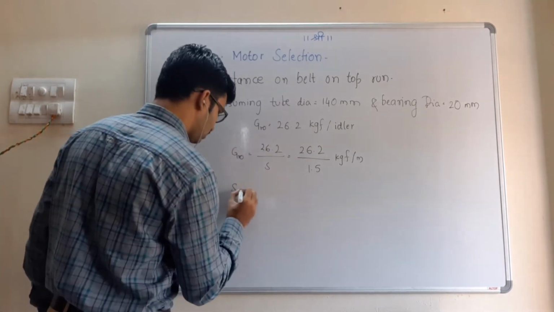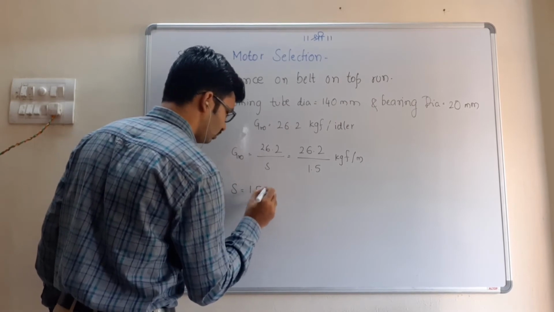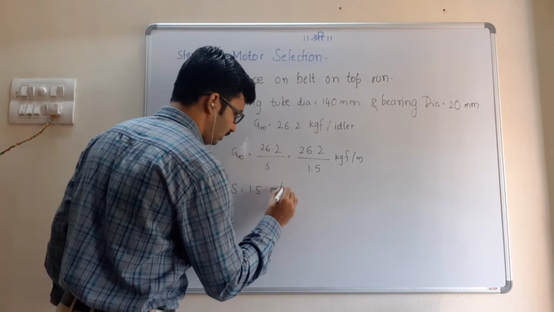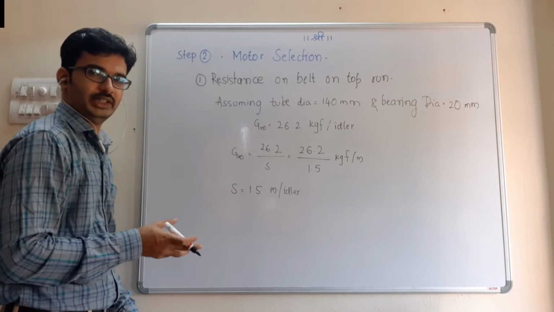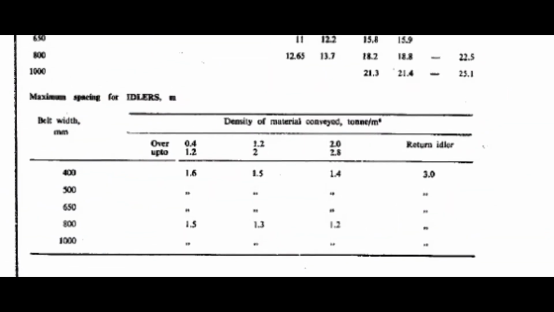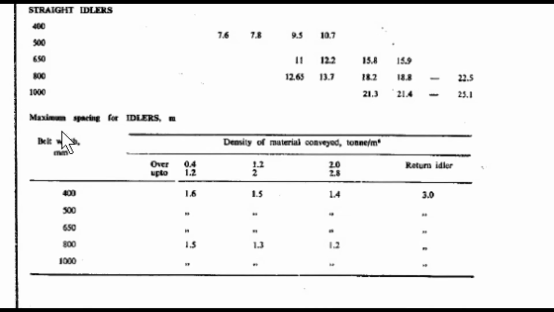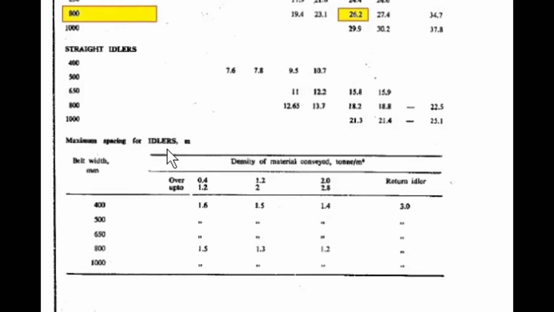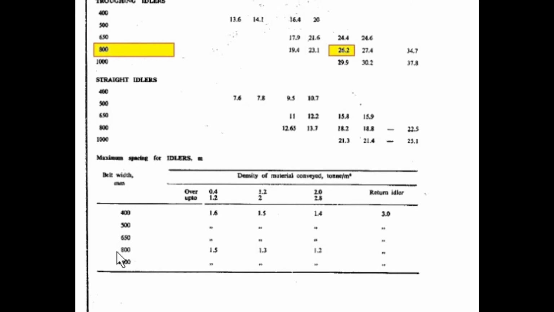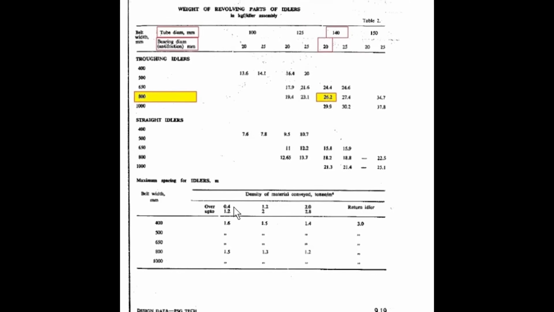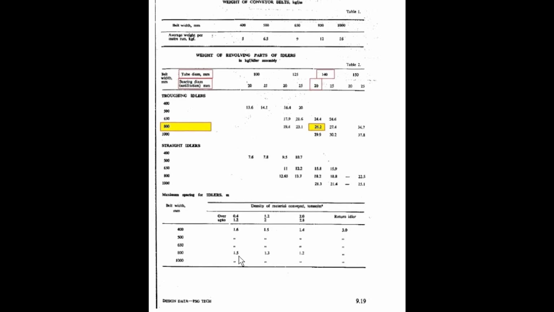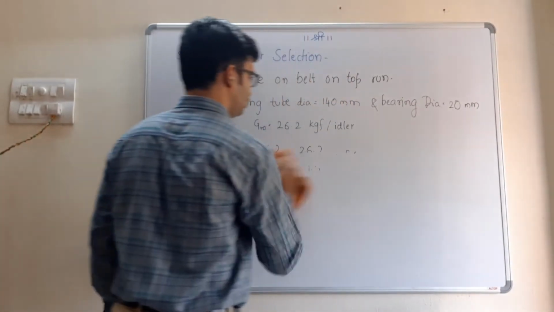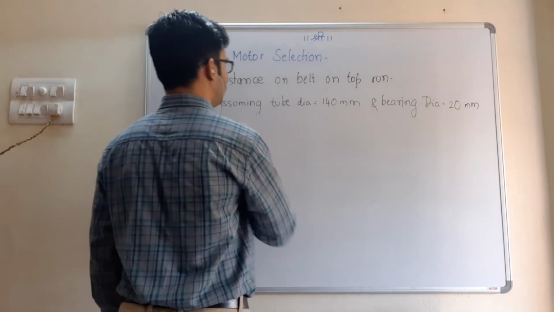This S is equal to 1.5 meter per idler. This is from the table itself. From PSG 9.19 we have the maximum spacing between the idlers S, for 800 mm width and density in the range of 0.4 to 1.2, we have S is equal to 1.5. Then the only unknown remaining in equation number 2 is now H.